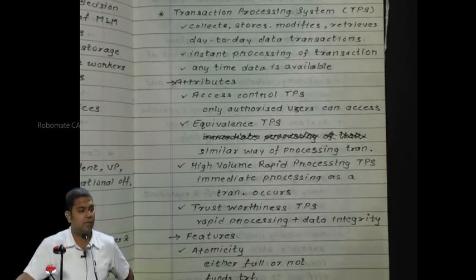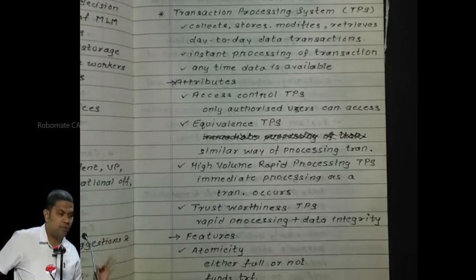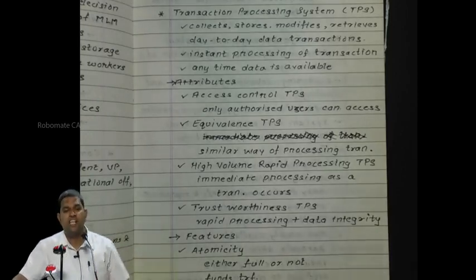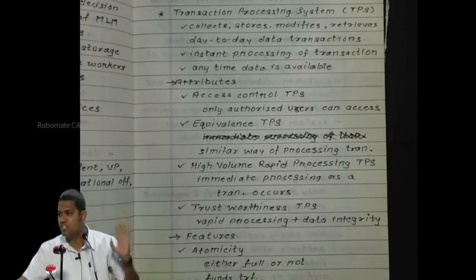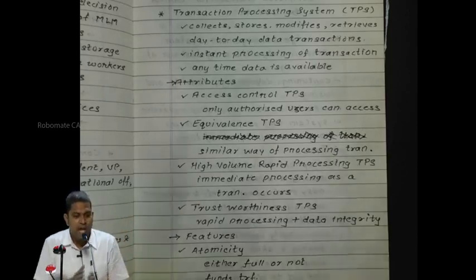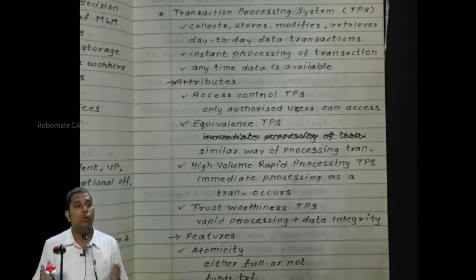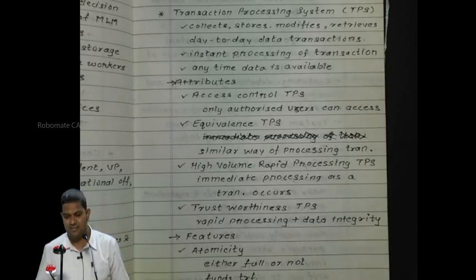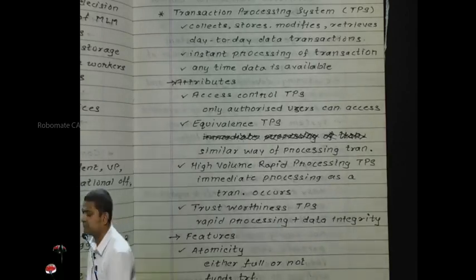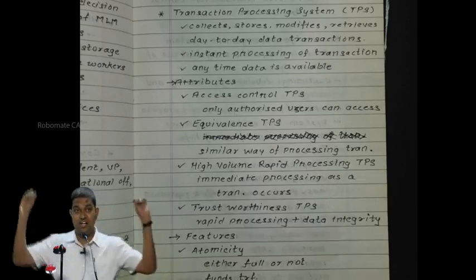Next attribute is high volume rapid processing TPS. High volume rapid processing means the transaction processing should take place immediately as it occurs. If you have a time gap in between, you could create a disaster. For example, a payment of 100 crores is made.